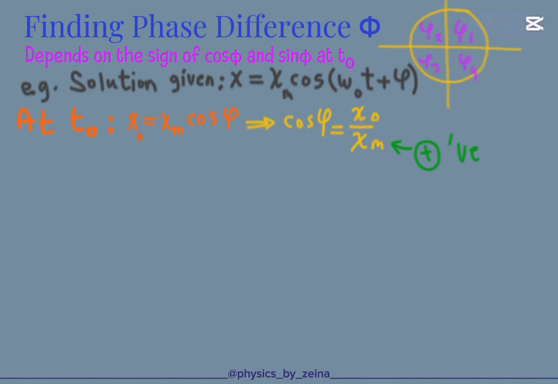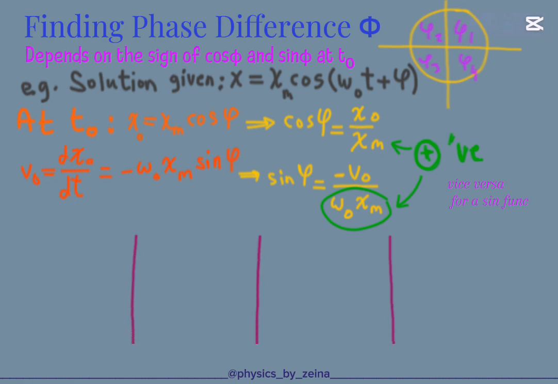In order to find phi, you need the derivative. So v0 is the derivative of x, which gives you minus omega 0 x max sine phi, where sine phi is equal to minus v0 over omega 0 x max. Knowing that omega 0 x max is always positive, sine phi depends on the sign of minus v0. Thus, cosine depends on the sign of x0 and sine depends on the sign of v0, and vice versa in case the solution proposed is a sine function instead of cosine.